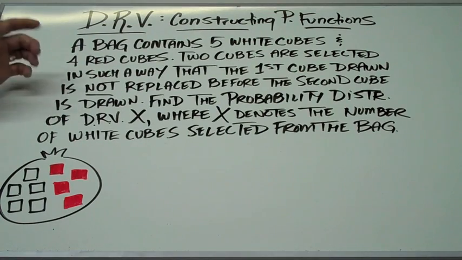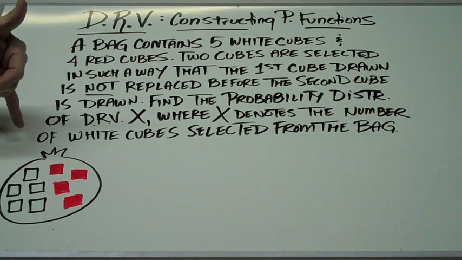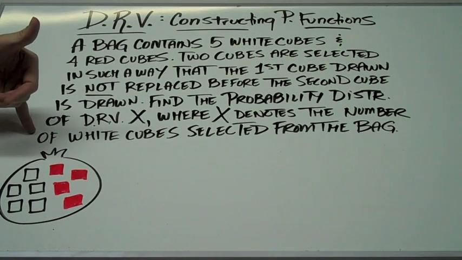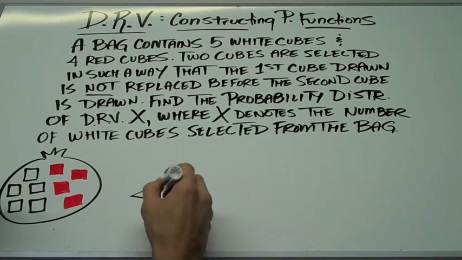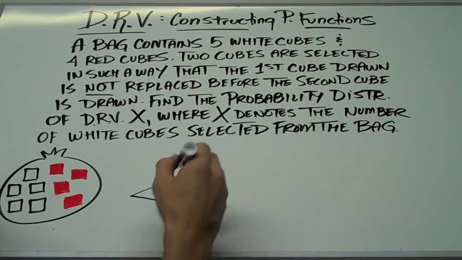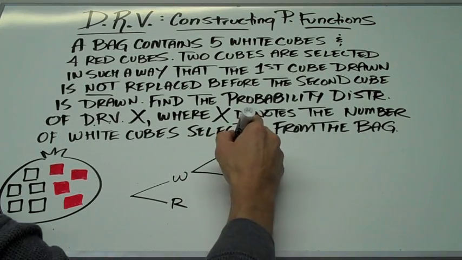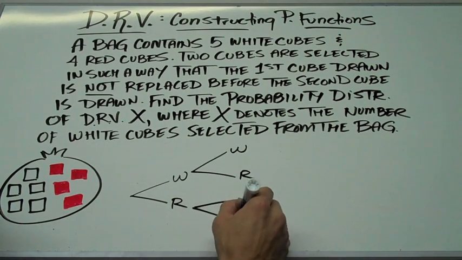Where x denotes, well, it's a discrete random variable, so it's associated with a counting process. We have to define it. We define it as the number of white cubes selected from the bag. So let's draw a tree diagram. If I select first, I'm either going to get white or red. And then I select again, I'm either going to get white or red. If I select again, I'm going to get white or red.